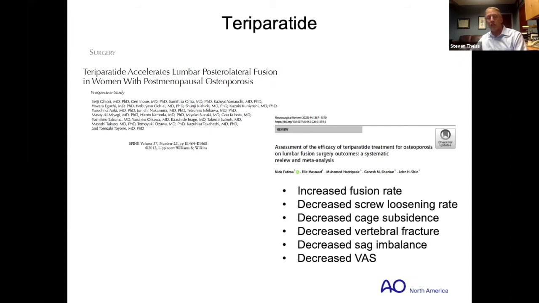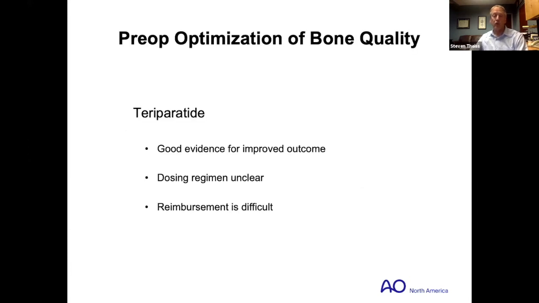I did find this meta-analysis and systematic review that was just published this year that looked at the compendium of studies regarding Teriparatide. Again, they showed the same thing: whatever complication you want to look for in patients that have suboptimal bone health and are osteoporotic, if you can get them on some Teriparatide, or Forteo is a trade name, before surgery, you can decrease the complications, decrease their pain, decrease their sagittal imbalance. So the clinical data shows that it has a good record for an improved outcome.